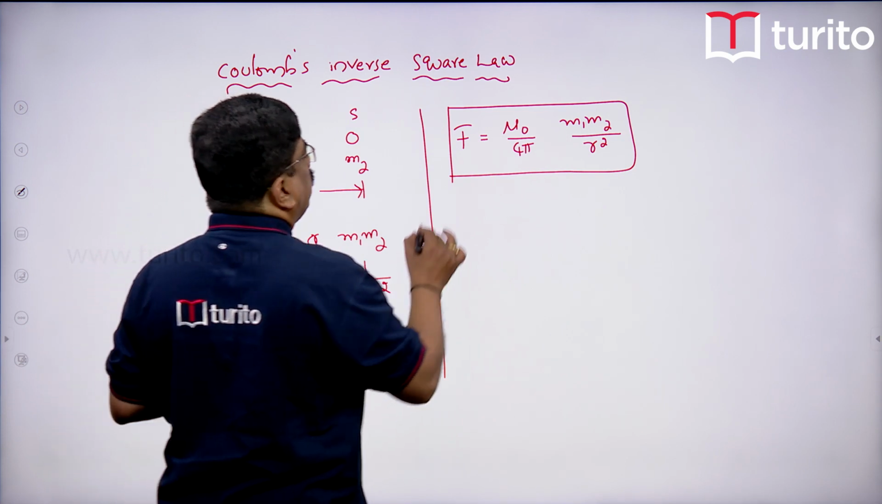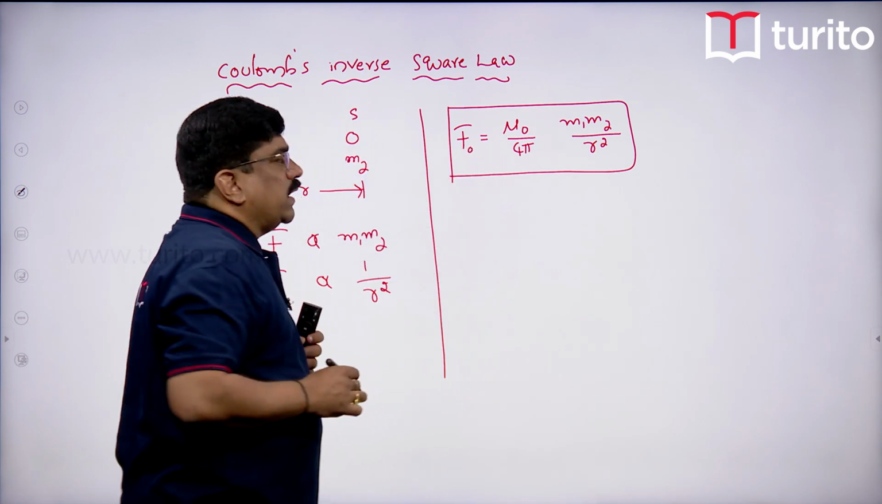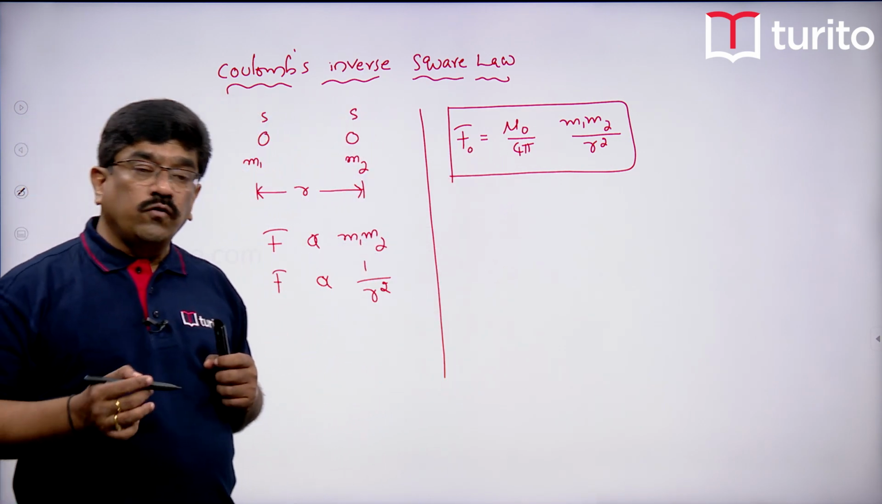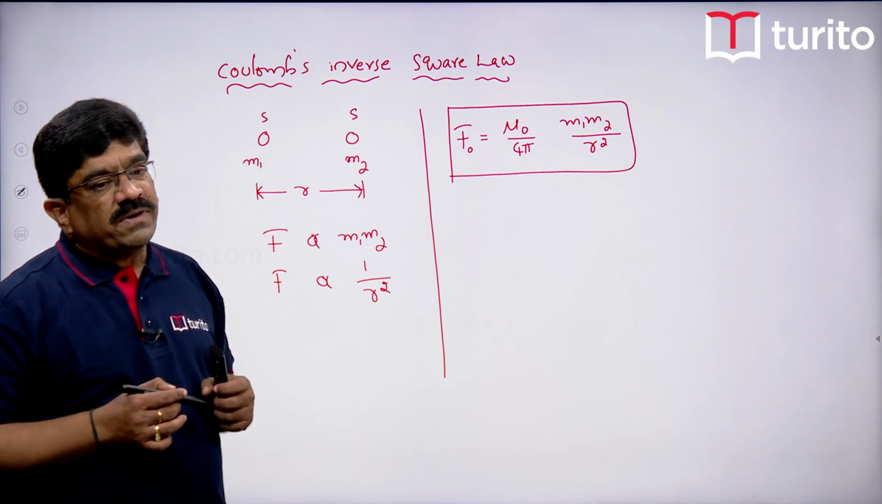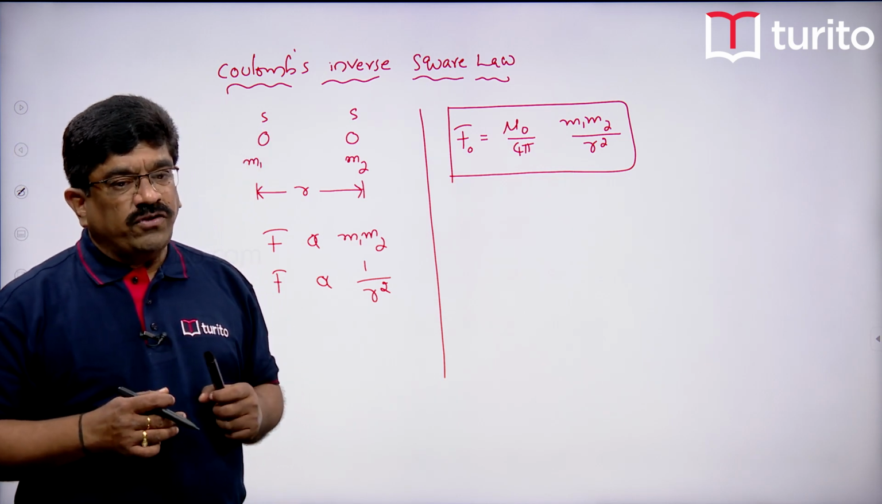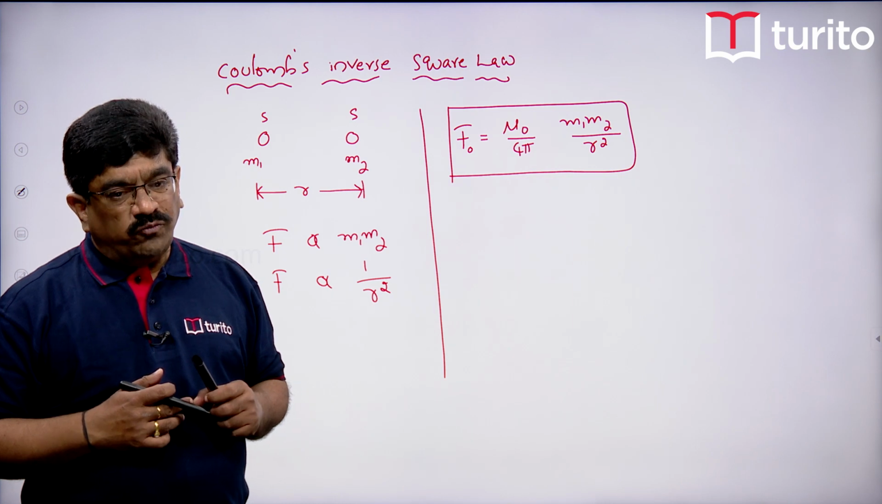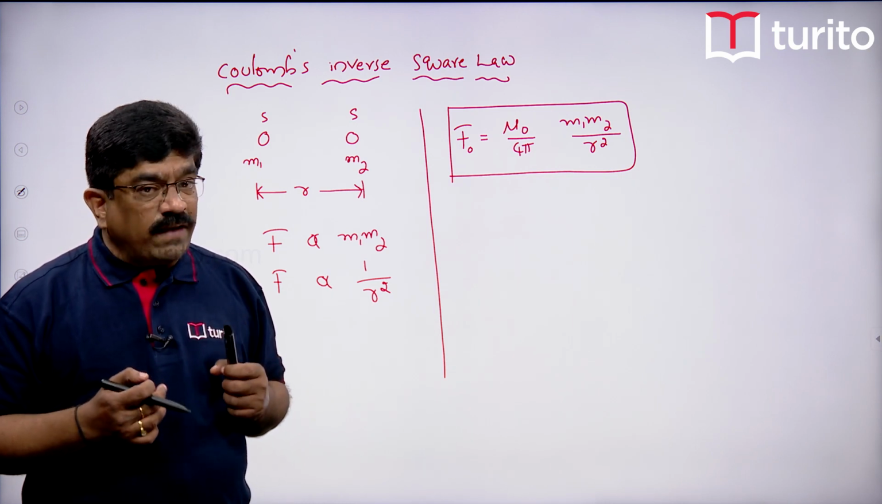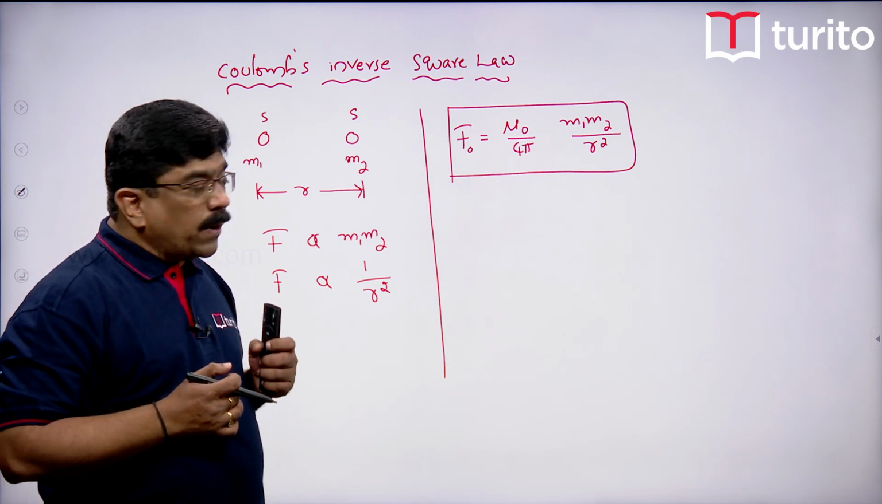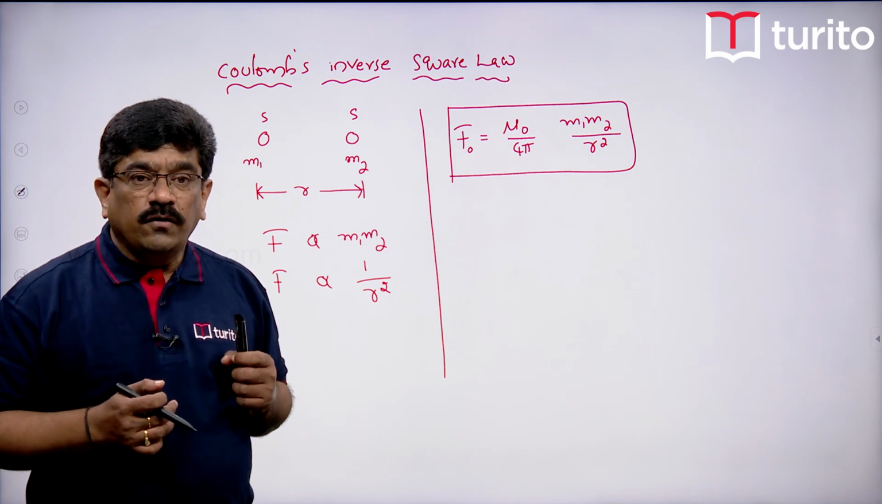So, when the two magnetic poles are kept in air or vacuum, the force between the magnetic poles is generally represented by the symbol F naught, that is, the force between two magnetic poles kept in air or vacuum, and here the proportionality constant is mu naught by 4 pi.